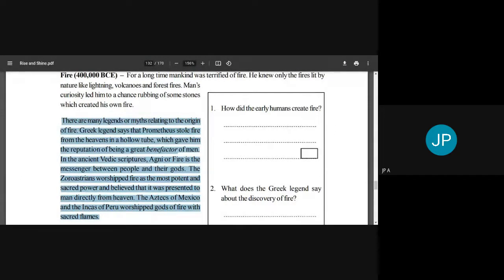Legends. So, they are called legends. Legends are stories which have no factual basis.